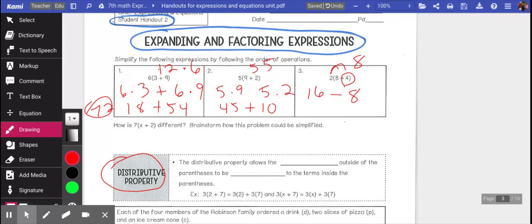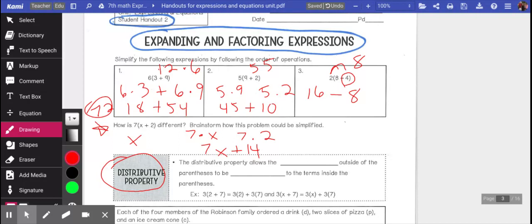So I want you to think about, how is 7 times the quantity of x plus 2 different? And so when you think about it, if you want to pause and think about it, we have an x in there now. That's how it is different. Otherwise, it is the same. We're going to do 7 times x, which is 7x, and then we're going to do 7 times 2, which is a positive 14. So we're doing the same process. We just have letters in there now.